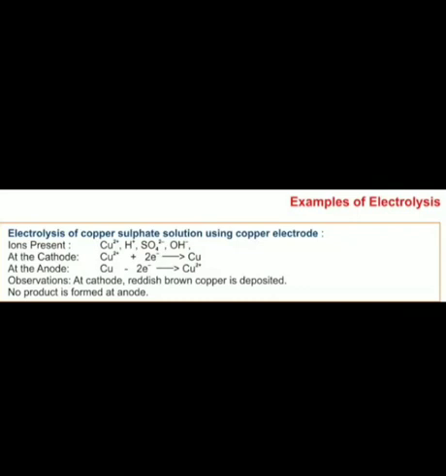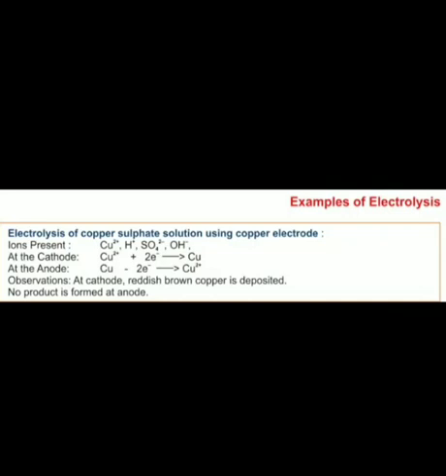But at anode, as we know, the two anions are there, that is OH minus and SO4 2 minus. Both are not discharged. Why? Because this copper electrode is an active electrode which takes part in the electrolytic reaction. So what happens here? Copper loses two electrons and forms Cu2 plus.